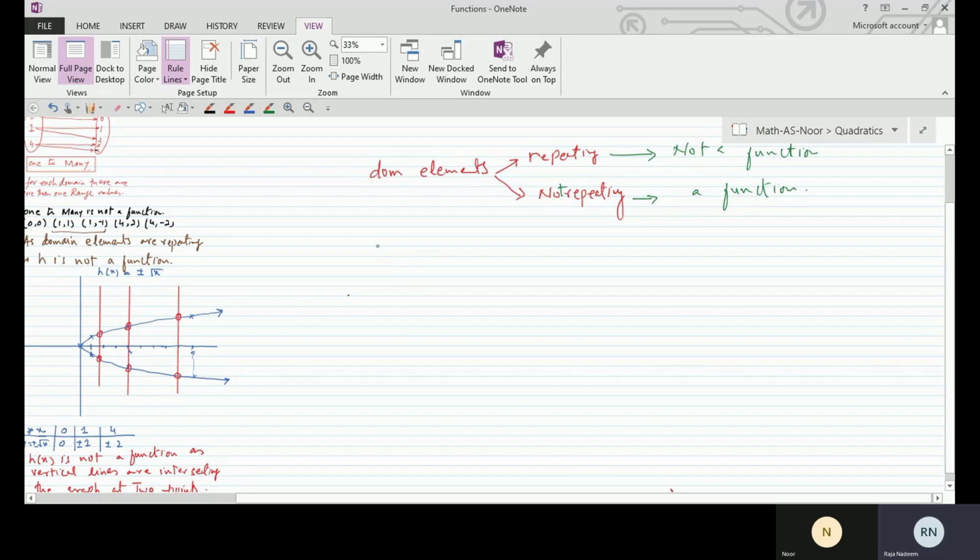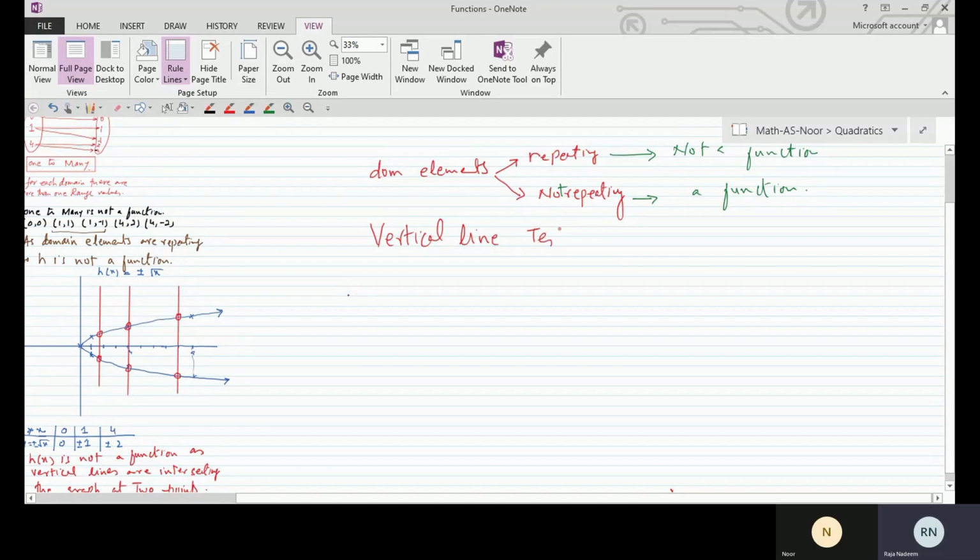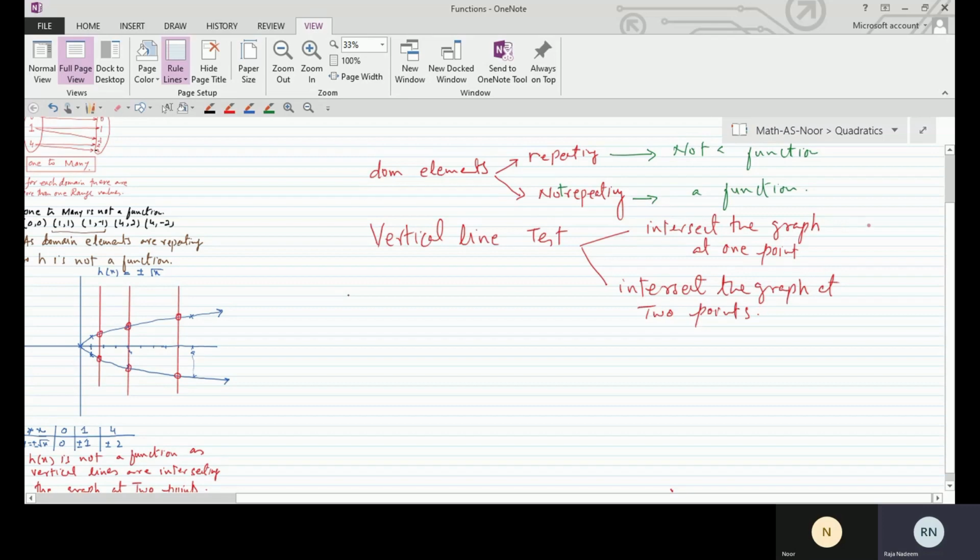Okay. The other thing is the vertical line test. In the vertical line test, if the line intersects the graph at one point, we call it a function. If it intersects at 2 points, it is not a function. So we apply method number one or method number two.